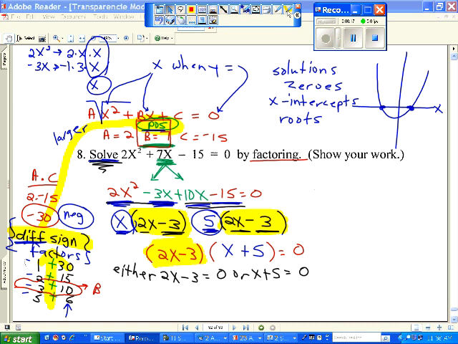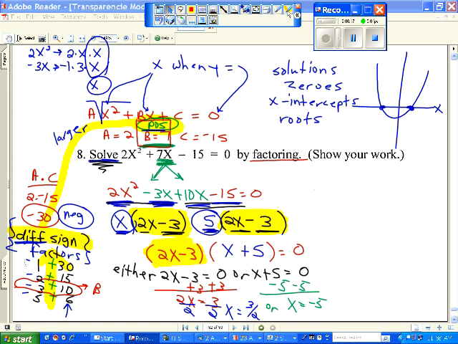Everybody understand that? So we're going to solve these. So we would add 3 to both sides. We're going to have 2x equal 3. Divide by 2. And we have x is equal to 3 over 2. On the other one, we would subtract 5. And we have x is equal to negative 5. So those are the solutions, roots, zeros, intercepts of the quadratic.